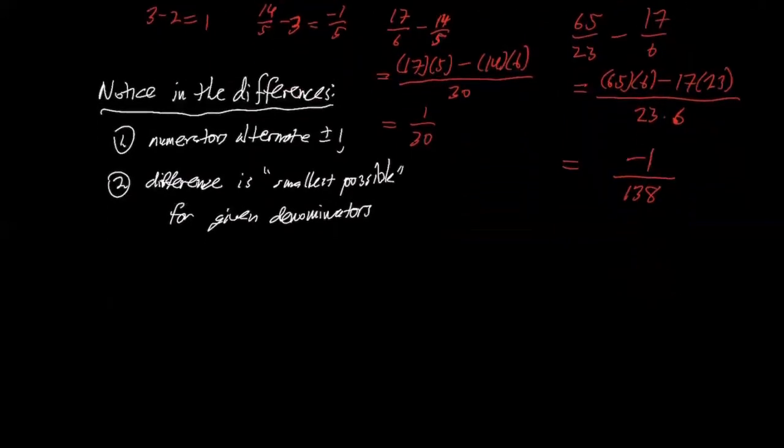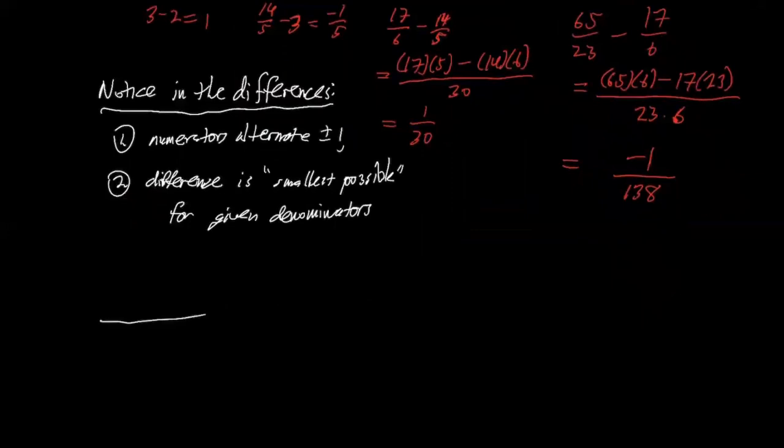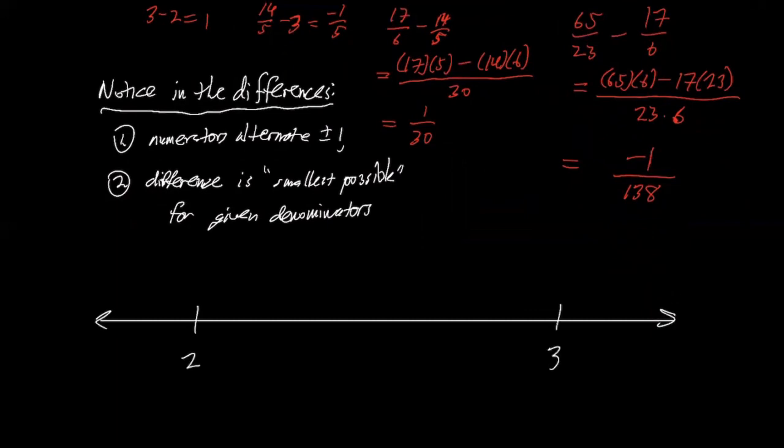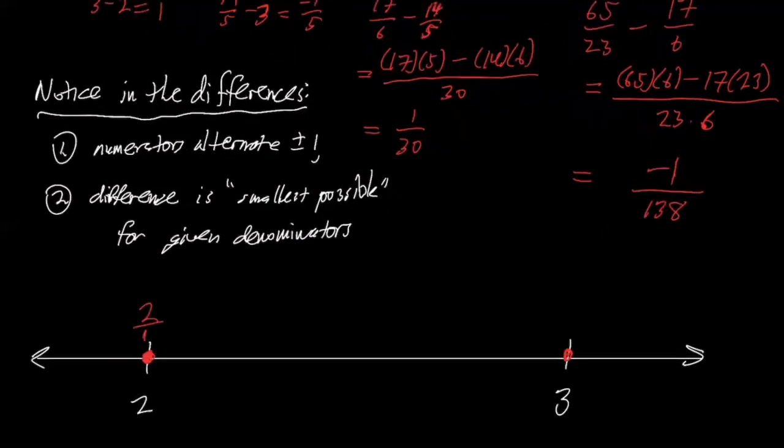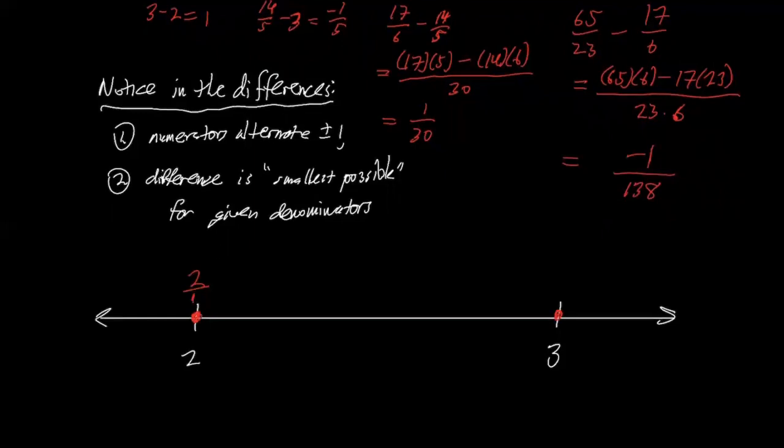And then we can plot. So if I wanted to plot these on the number line, let me just put 2 here and 3 here, kind of far apart from each other. Well, this was the first convergent, right? That was 2. The second convergent was 3. I could call this 2 over 1, I guess. This is 3 over 1. So going from the first convergent to the second convergent was like that.